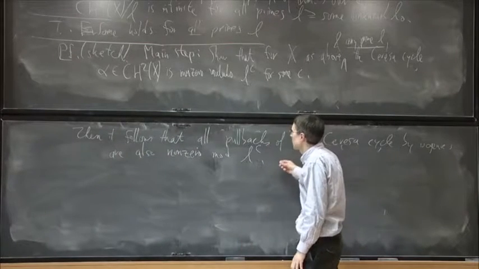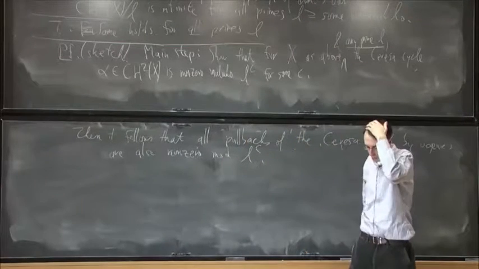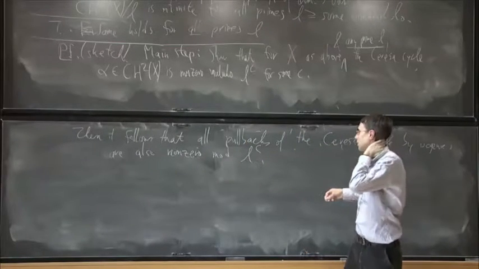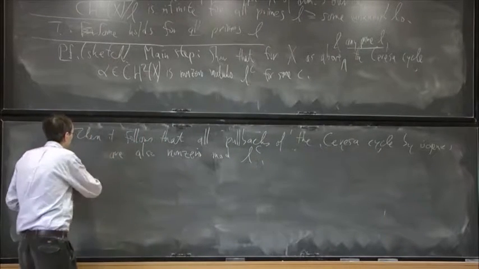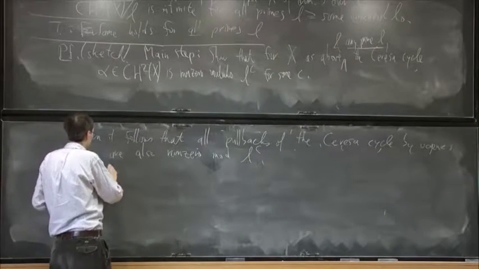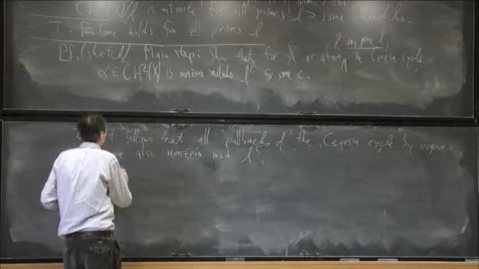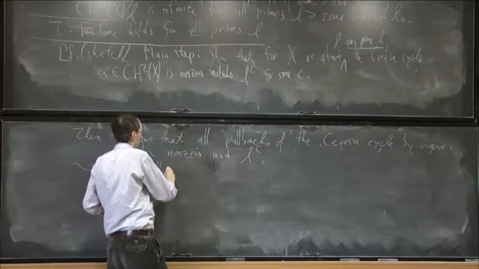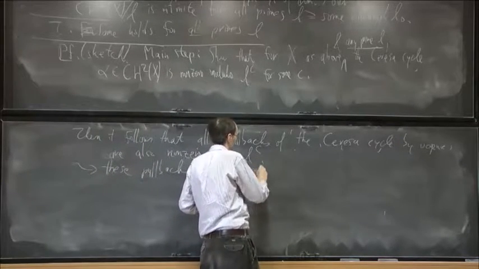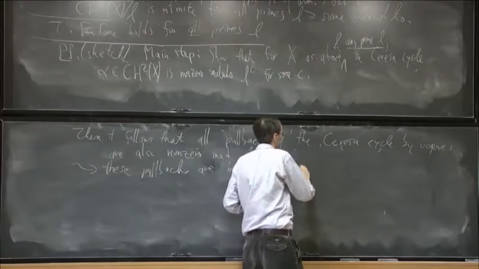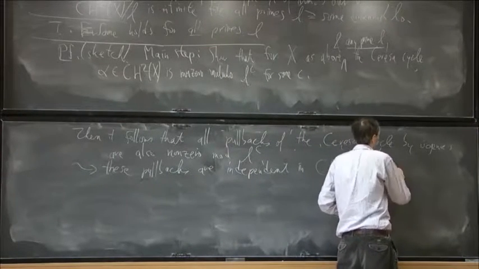Okay, so you get this kind of statement, and you want these different pullbacks to be also independent, not just all non-zero. And to get to that last point, you want to show that these pullbacks of the Terasa cycle are independent, to put it a little vaguely, in the Chow groups of this general abelian variety mod a certain power of L.